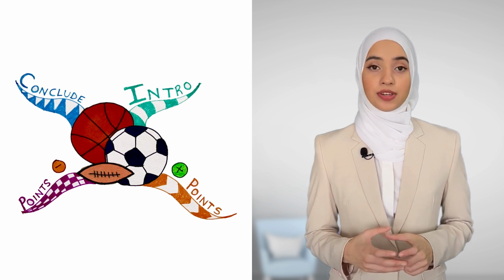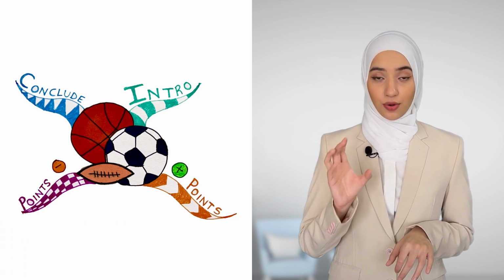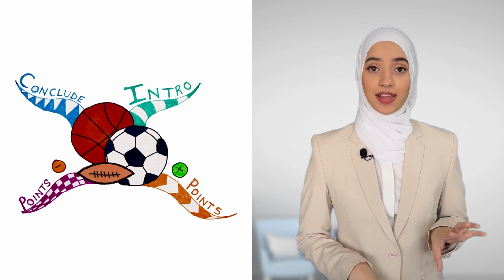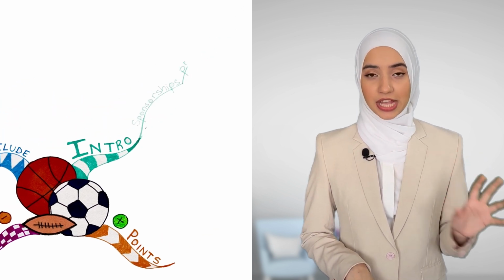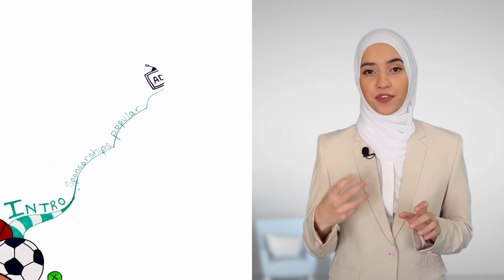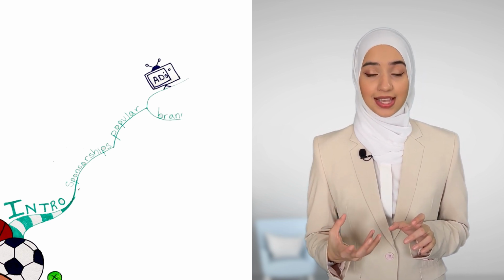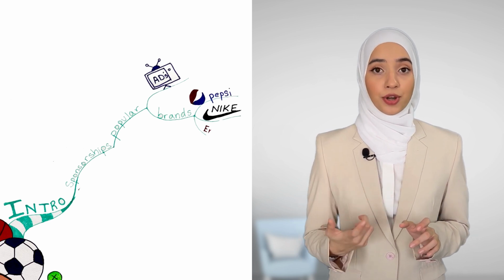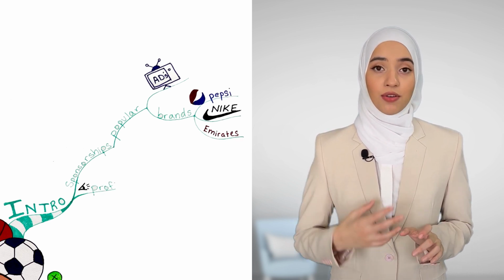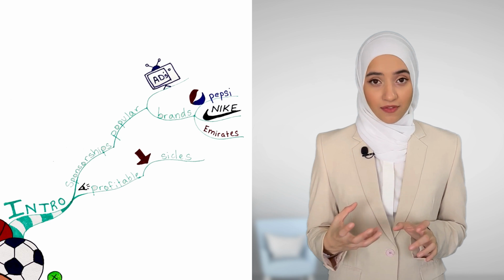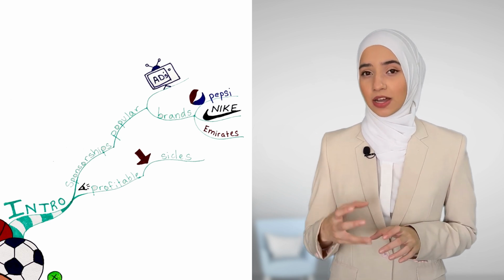Let's tackle the same question and create a sample mind map for the question. We will create a very simple central image for sports, and then we're going to take out 4 branches. Intro, our advantages, our disadvantages, and then our conclusion. So for the intro, I want to mention that sports sponsorships are a very popular way of advertising and are used by major brands such as Pepsi, Emirates, Nike, etc. Now, it may seem like a profitable way, but there are many downsides to doing this.